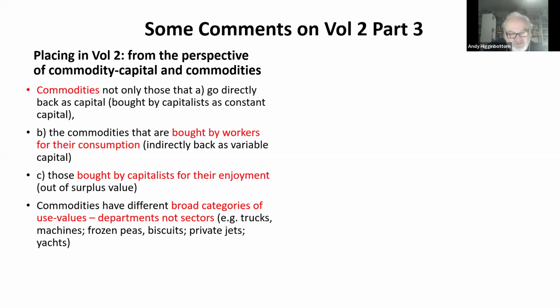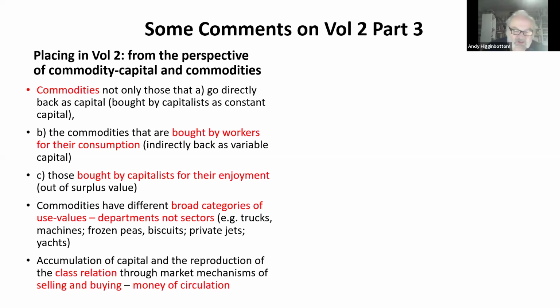So what we've got here is three broad categories of how commodities are used, their use value. Now, they're not down to the level of particular sectors. We're not talking about, we can exemplify with frozen peas and biscuits, if you like, for the workers and private jets for the capitalist consumption. But the categories themselves are quite broad. So we're talking about the category of all the things that the workers might consume to live and all the things that capitalists might use to produce more in the next round of production, if you like. So there's three broad categories really.